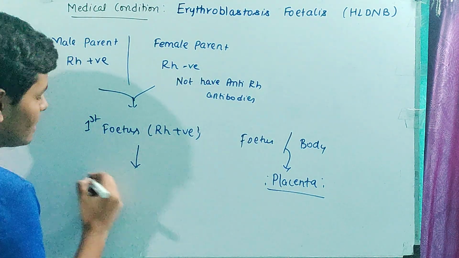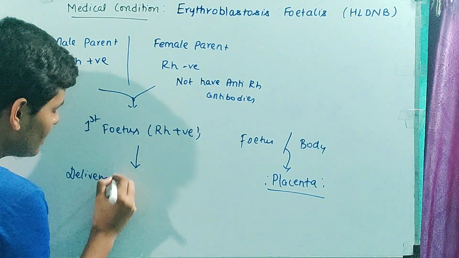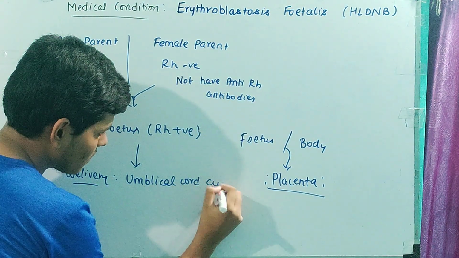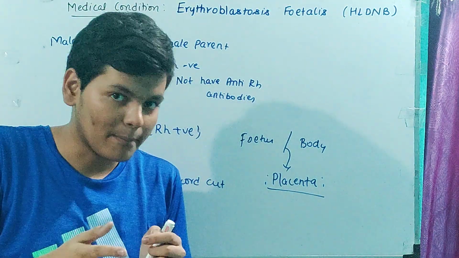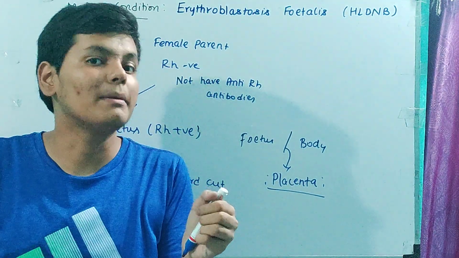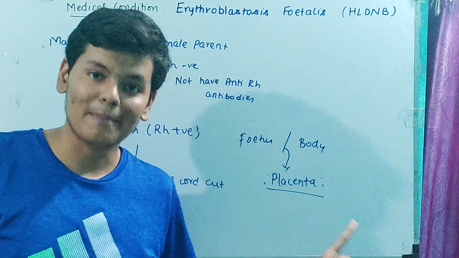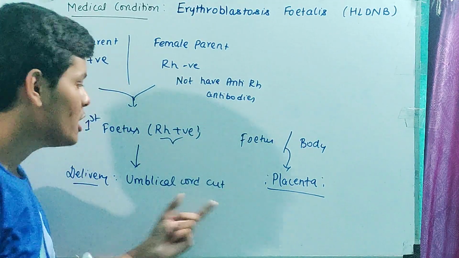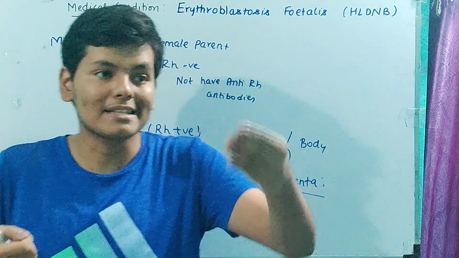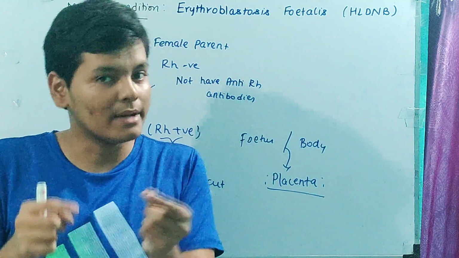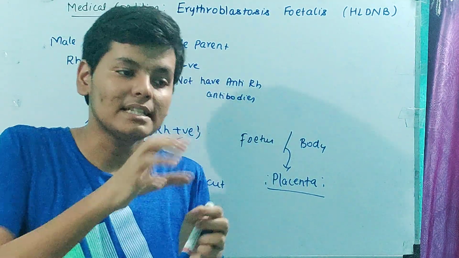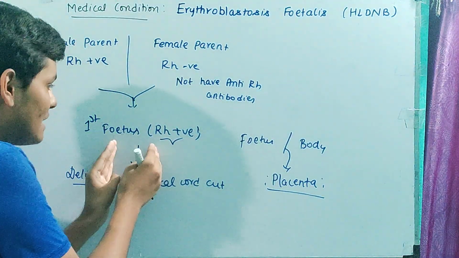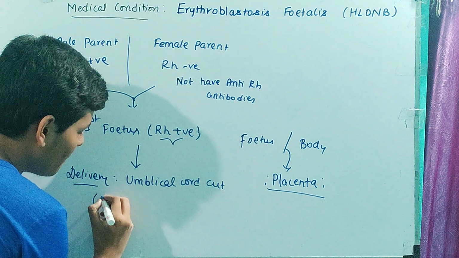Everything goes on perfectly, and during the delivery of the first fetus, the umbilical cord is cut. The doctor will cut the umbilical cord and pull it out, and this umbilical cord is attached to the placenta. This umbilical cord contains the blood of the fetus that is RH positive. So when the doctor pulls out the umbilical cord, the placenta also tears with it. So there is blood loss from the mother's body. But since the placenta is torn, there is a good chance of mixing of the blood of the fetus and the mother. So what happens is mixing of blood occurs.